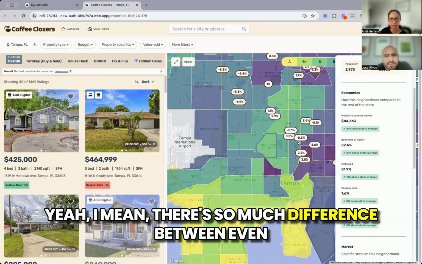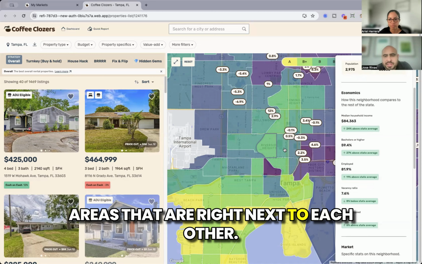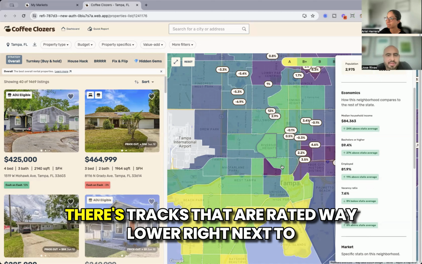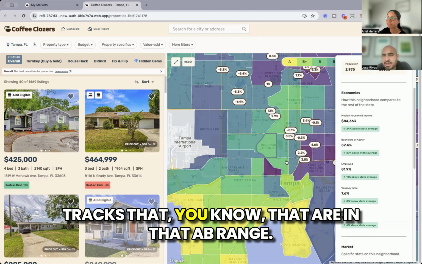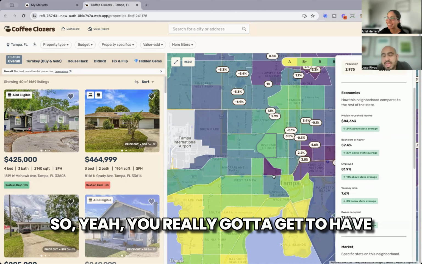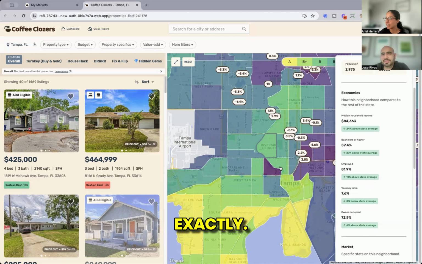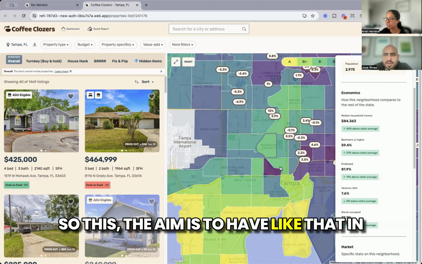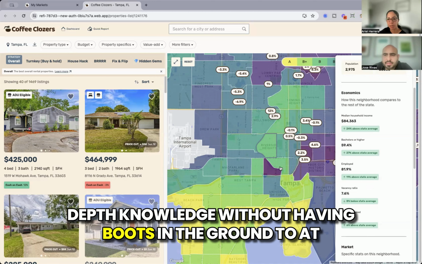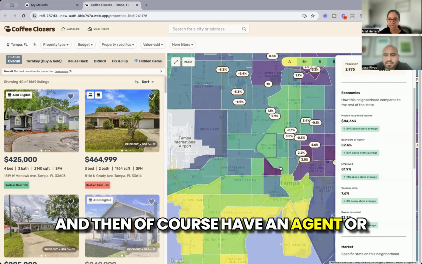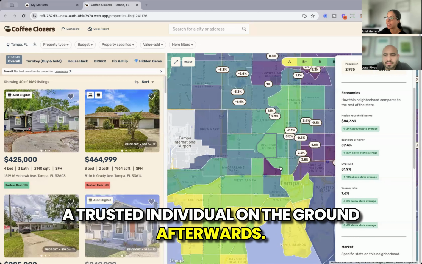Yeah, there's so much difference between even areas that are right next to each other. You guys can see it on the map that's on screen right now. There are tracts that are rated way lower right next to tracts that are in that A-B range. And you really have to have an in-depth knowledge of the city. Exactly. So the aim is to have that in-depth knowledge without having boots on the ground, to at least get you 85% of the way there with data. And then of course, have an agent or a trusted individual on the ground afterwards.